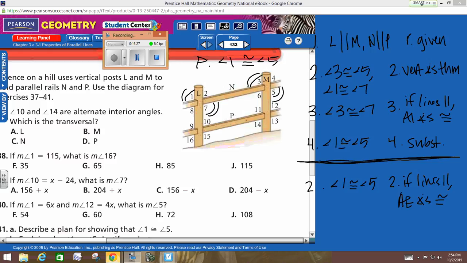You could have done that in 2 steps. Because angle 1 is an alternate exterior angle to 5. And if your lines are parallel, alternate exterior angles are congruent. So, done.